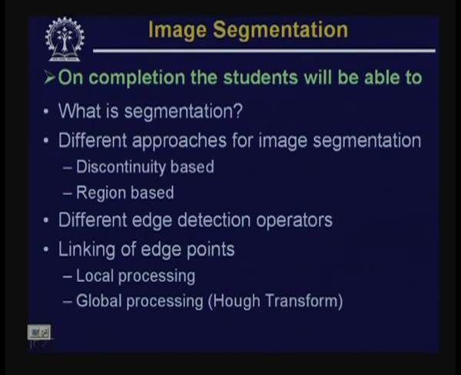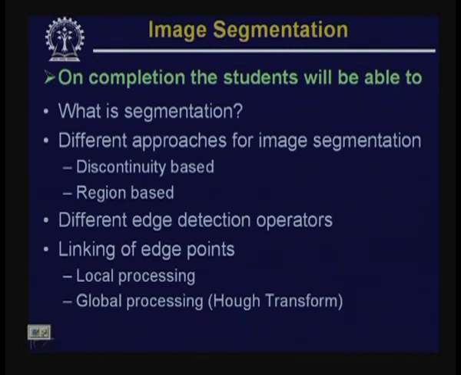Then we will talk about different edge detection operations, and these edge detection operations are useful for discontinuity based image segmentation techniques. Then we will see how to link those edge points, which are extracted through different edge detection operators, so that we can get a meaningful edge. Under this linking of edge points, we will talk about two specific techniques. One is the local processing technique, the other one is the global processing or Hough transformation based technique.